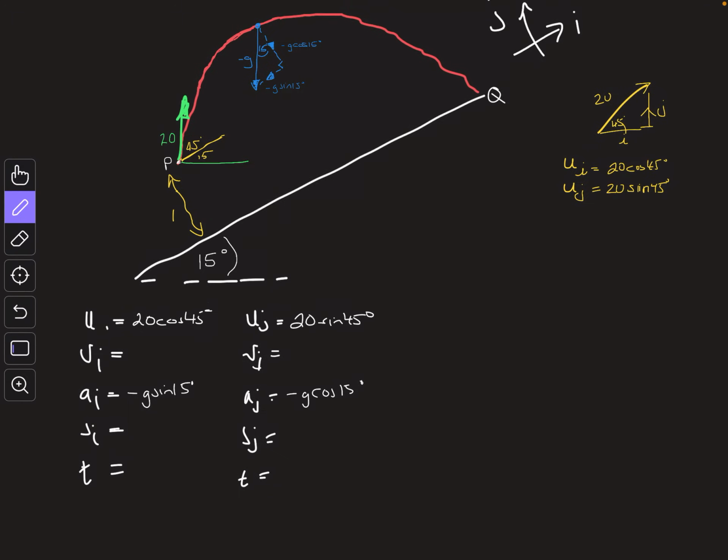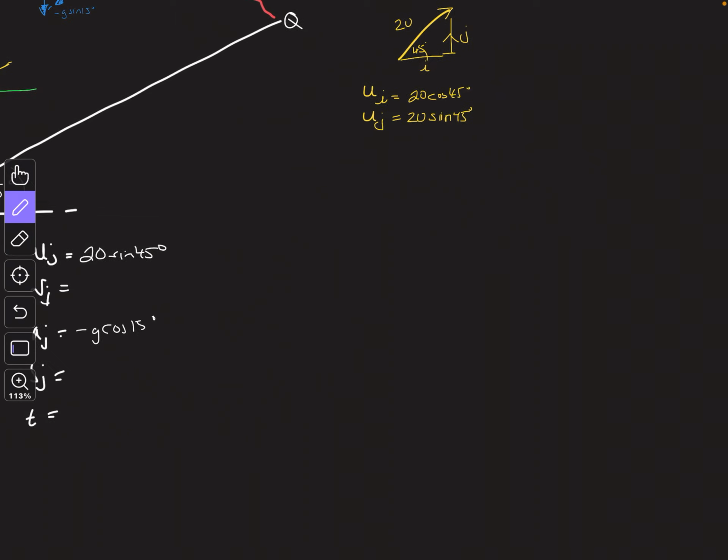We don't know the time. Do we know the SJ, though? And we're going to see that actually we do. So let's take a look. If it was on a flat and I fired a projectile, I would say, okay, well, in terms of the SJ direction, what value is this? Well, it's just zero.